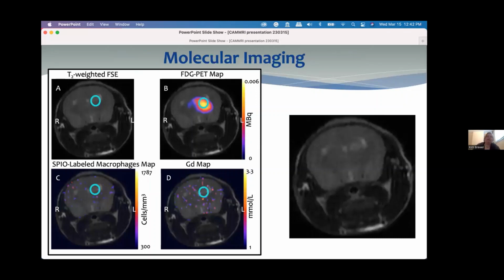So here's an example of some of the images from this. The top left is the T2 weighted FSE. The blue circle indicates the area with a likely brain tumor. On the top right, you see an FDG PET image we get at the same time, indicating that there definitely is brain tumor in that area. And then this is a map of macrophages throughout the brain, as well as gadolinium.